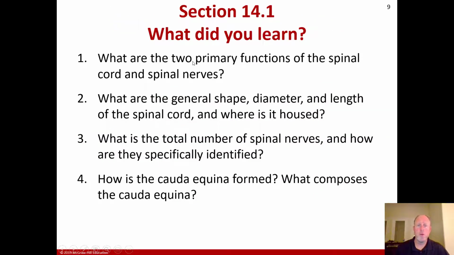So, what did you learn? What are the two primary functions of the spinal cord and spinal nerves? What are the general shape, diameter, and length of the spinal cord, and where is it housed? What's the total number of spinal nerves, and how are they specifically identified? And how is the cauda equina formed, and what composes it?